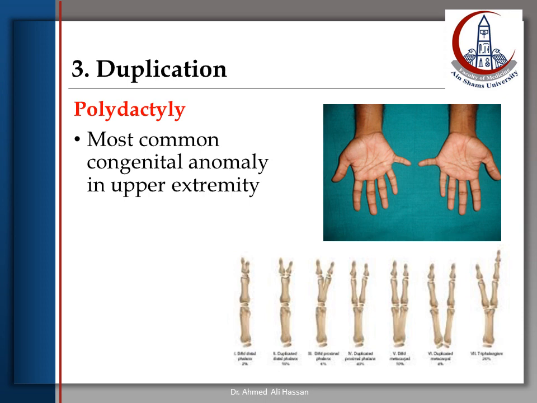The third type of congenital malformation is duplication of parts. The most common is polydactyly, extra digits, which is the most common congenital anomaly in the upper extremities. These are different types of polydactyly. The most common is little finger polydactyly.